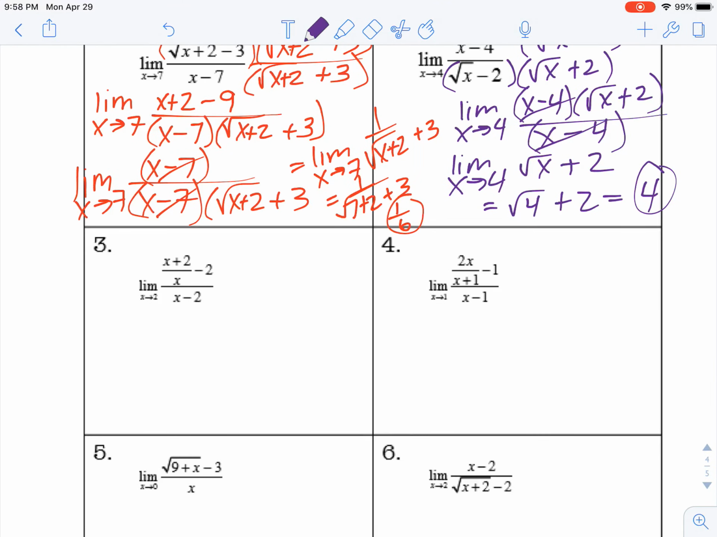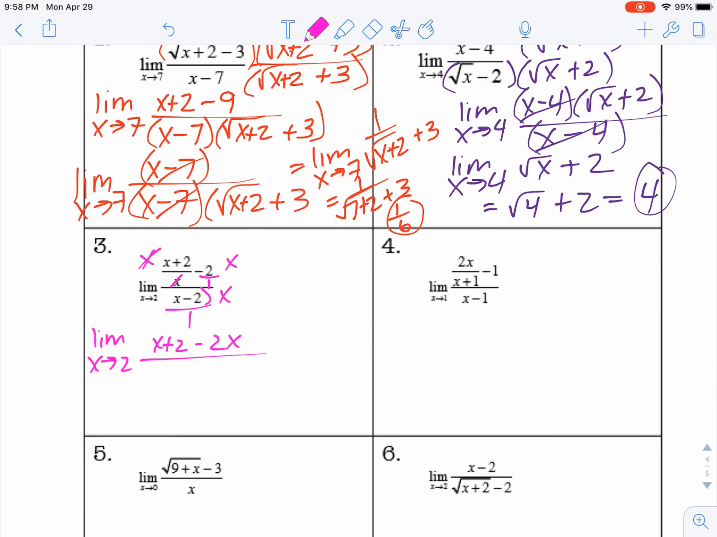All right, next problem. I'm going to make each of these a fraction. So it's a complex fraction. LCD is x. So I'm just going to multiply everything by x. And we'll have the limit as x approaches 2 of x plus 2 minus 2x over, and again, I'm going to keep this in factored form because hopefully something's going to cancel out. X minus 2.